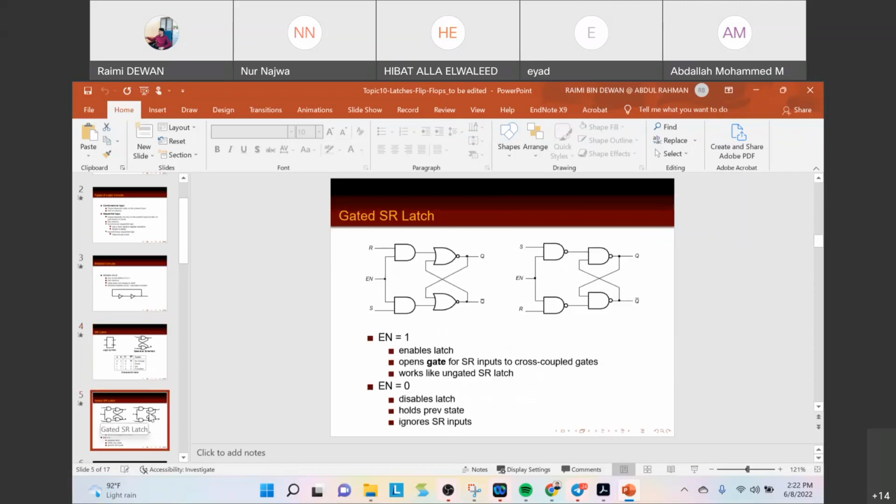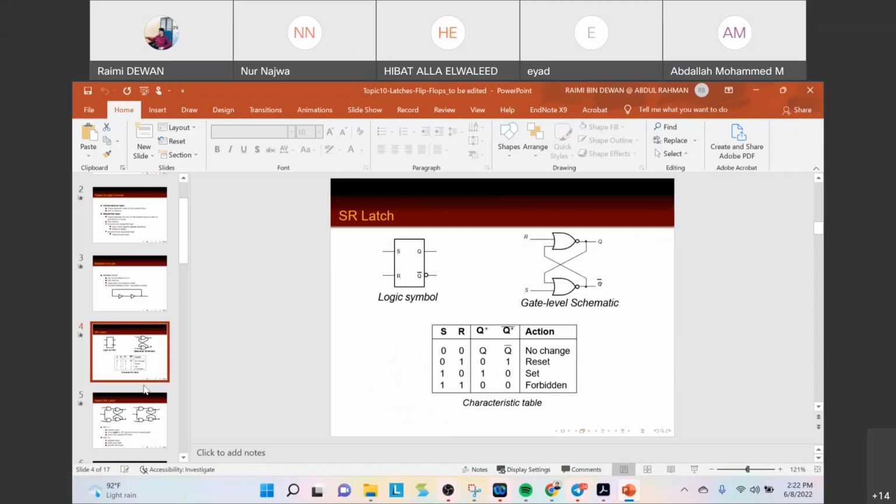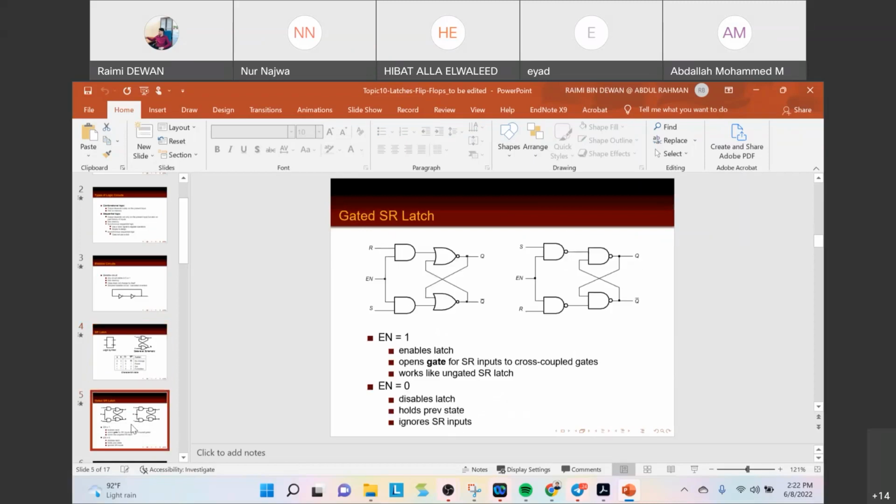Now you see the picture here. Can you simply tell me, because it's very obvious, what is the difference between the gated SR latch and the SR latch? This is the SR latch and this is the gated SR latch. What is different? If you watch my video, you can know, because I already presented it. There may be many differences, but what is the main difference you can see from the picture itself?